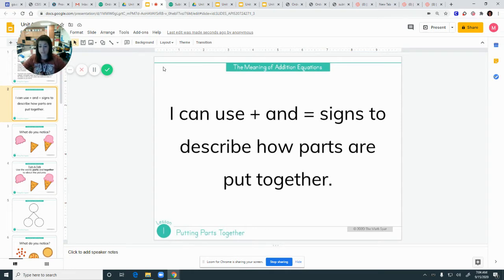So here, what it says is I can use the addition symbol or plus sign and the equal sign to describe how parts are put together. Okay, so how parts are put together. In addition, we are putting together pieces to make up a whole. So we're going to put together pieces and make that whole.